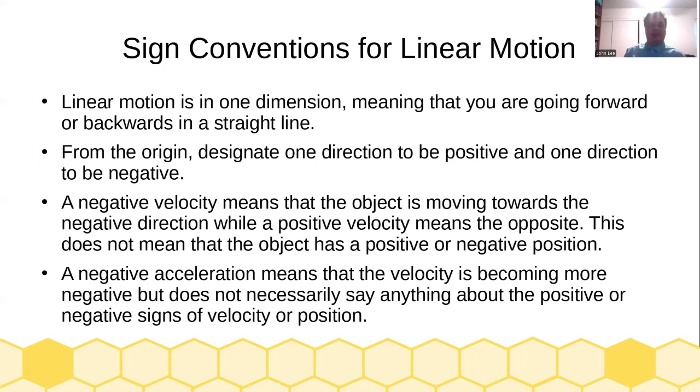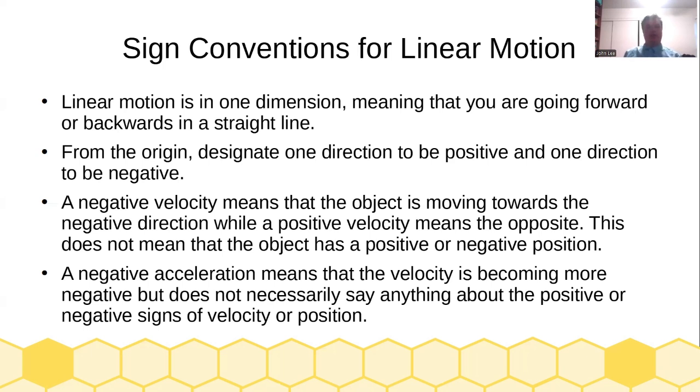A negative velocity means that the object is moving towards the negative direction, while a positive velocity means the opposite. This does not mean that the object has a positive or negative position. For example, if you choose to describe a freeway as a one-dimensional system with north pointing in the positive direction and south pointing in the negative direction, then you could be south of your origin point, which you chose to be 0, and going north, which would mean that you had a positive velocity but a negative position.